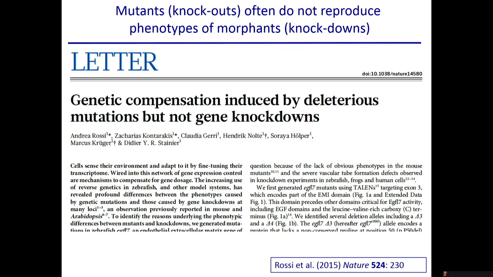So more recently, Didier Stainier's group suggested and provided some evidence that there's a genetic compensation that can occur after complete knockout of a gene that's not seen after a partial loss of function or a knockdown. So there are a number of compensatory mechanisms that you might imagine that could occur in a complete loss of function.